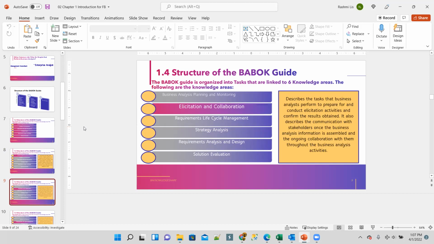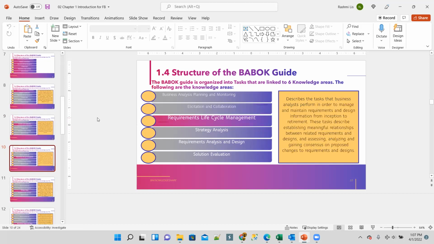Elicitation and collaboration describes the tasks that business analysts perform to prepare for and conduct elicitation activities and confirm the results obtained. It also describes the communication with the stakeholders once the business analysis information is assembled and the ongoing collaboration with them throughout the business analysis activities.